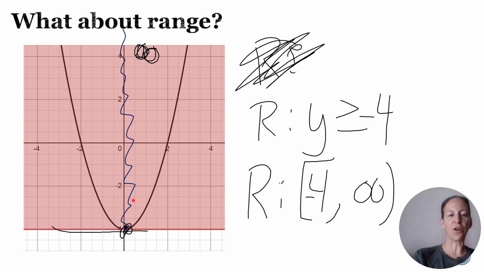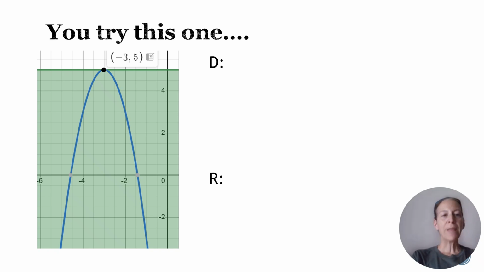It's gonna keep going. Your parabola is gonna keep going up forever. So starting at the -4, including the -4, and going up to infinity. So take a moment. You can pause the video if you want, and you try this one.